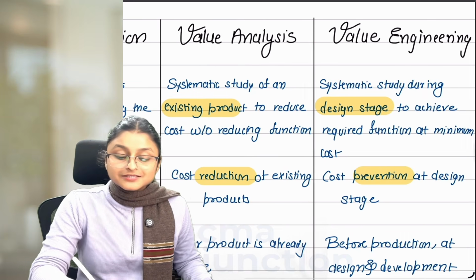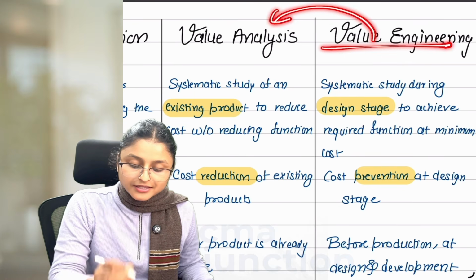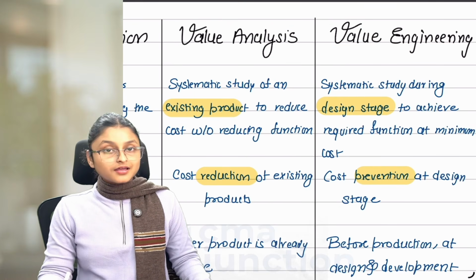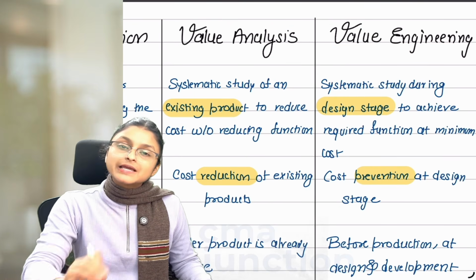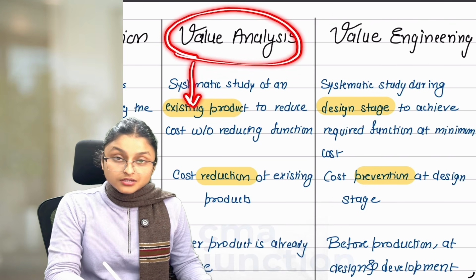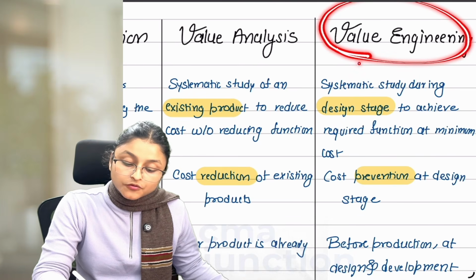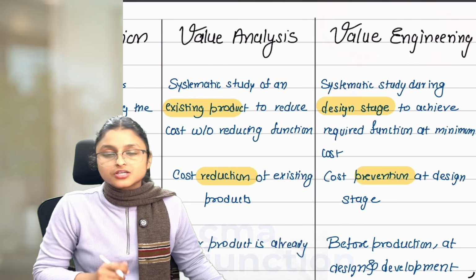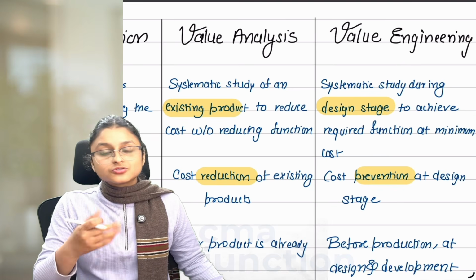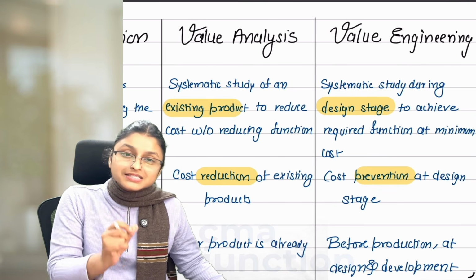Done. Next is value engineering. If I tell you, then value engineering is the brother of value analysis. Why? Because both of them do the same thing. But value analysis focuses on existing product which is getting sold to the customers. But value engineering focuses on the product which is in design stage. That means the product has not started selling yet. It is on the development or design stage.